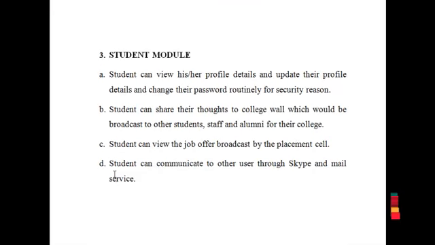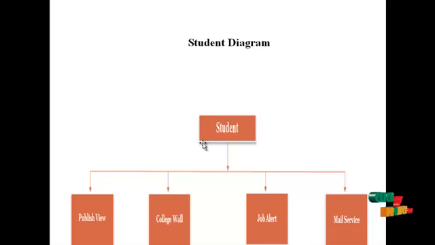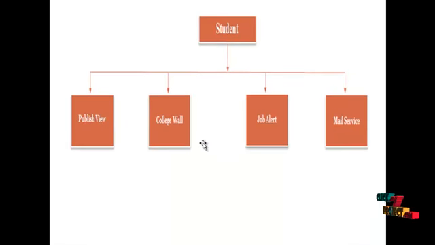The next module would be the student module. Student can view his or her own profile details, update their profile details and change password routinely for security reasons. Student can share their thoughts to the college wall, which would be broadcast to the other students, staff and alumni of their college. Student can view the job offer broadcast by the placement cell. Student can communicate with other users through Skype or mail services. The data flow diagram of the student is as shown below.